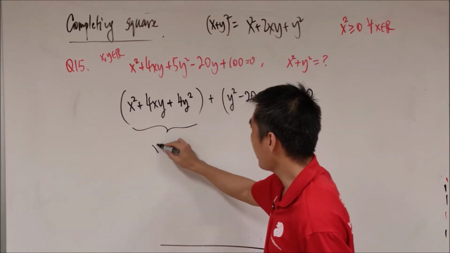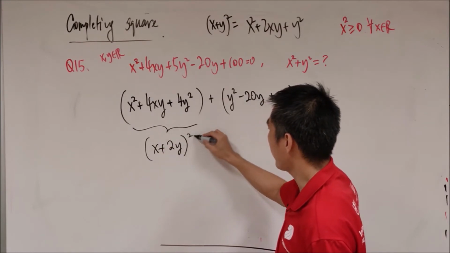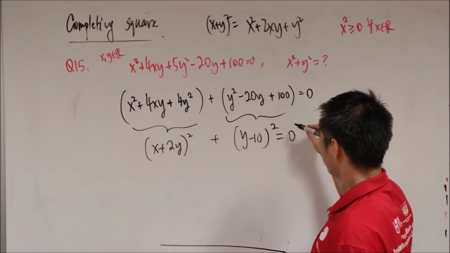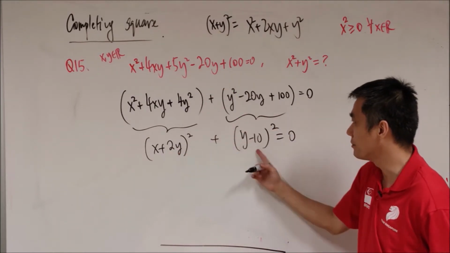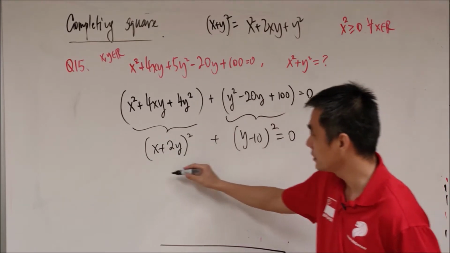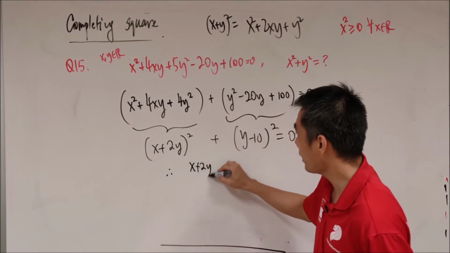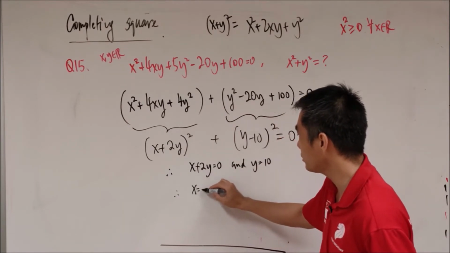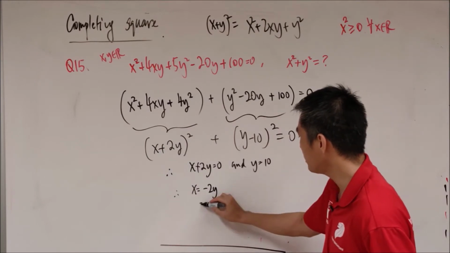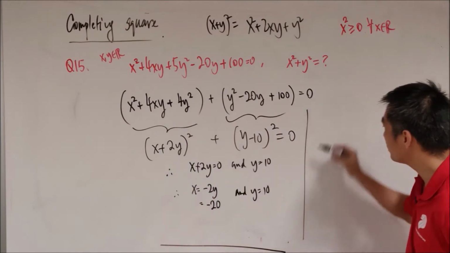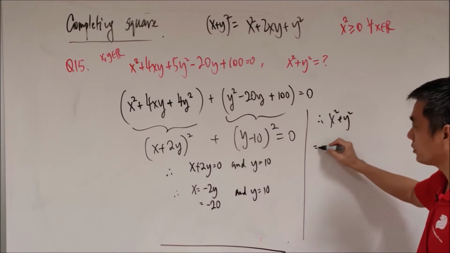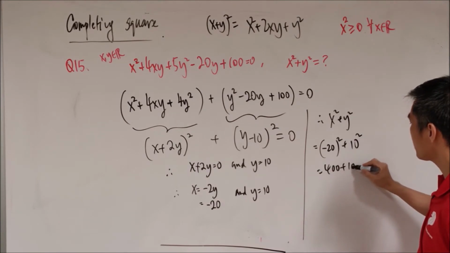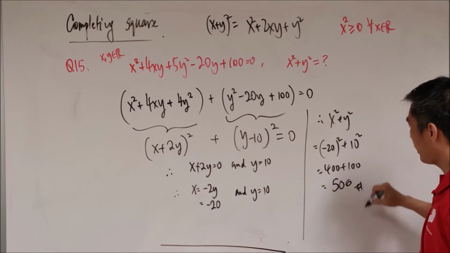And for this it is (x plus 2y) squared. For this it is (y minus 10) squared. Again, because x and y are real numbers, each of the terms must be equal to 0. And therefore, x plus 2y equals 0 and y equals 10. And this means that x equals negative 2y, which will be equal to negative 20. Therefore, x squared plus y squared will equal negative 20 squared plus 10 squared. And this is 400 plus 100, and the answer is 500.